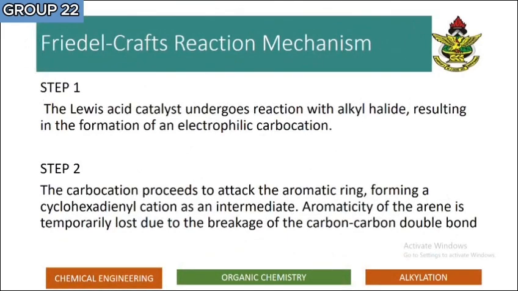The first step is that a Lewis acid catalyst undergoes reaction with the alkyl halide, resulting in the formation of an electrophilic carbocation. Also, the carbocation proceeds to attack the aromatic ring, forming a cyclohexadienyl cation as an intermediate, and the aromaticity of the arene is temporarily lost due to the breakage of the carbon-carbon double bond.